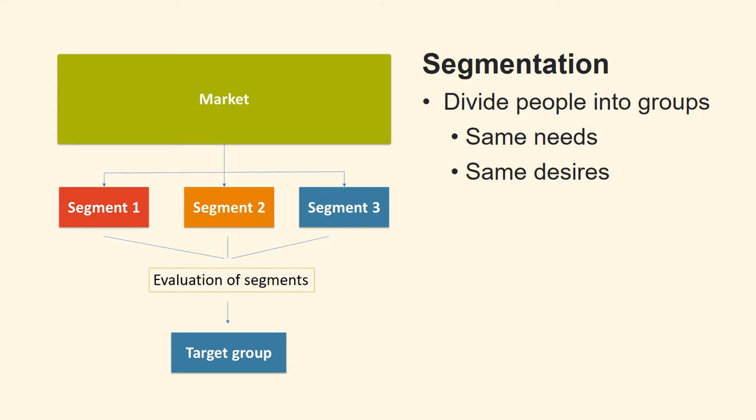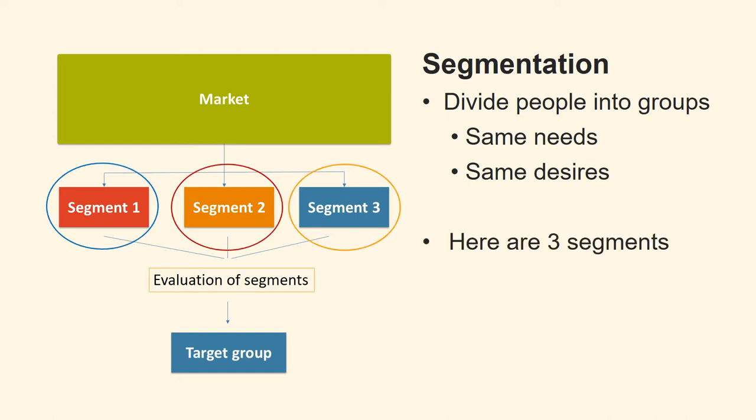Through the process of segmentation, we divide people into groups with similar requirements. These groups are uniform and consist of people who have the same needs and wishes in a certain subject. We have 3 segments in this figure. There may be more.